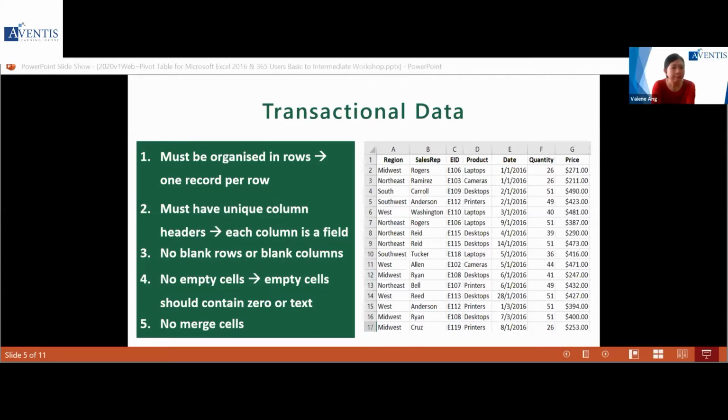PivotTable doesn't like blank rows. If you've got a lot of blank rows in your data, PivotTable is going to be a struggle. Hence, you must check your data, make sure it is consistent, and remove all blank rows from the data. You also must make sure there are no empty cells in your data. If you've got a lot of empty cells in your data, try to fill in the blanks with zero or respective text.